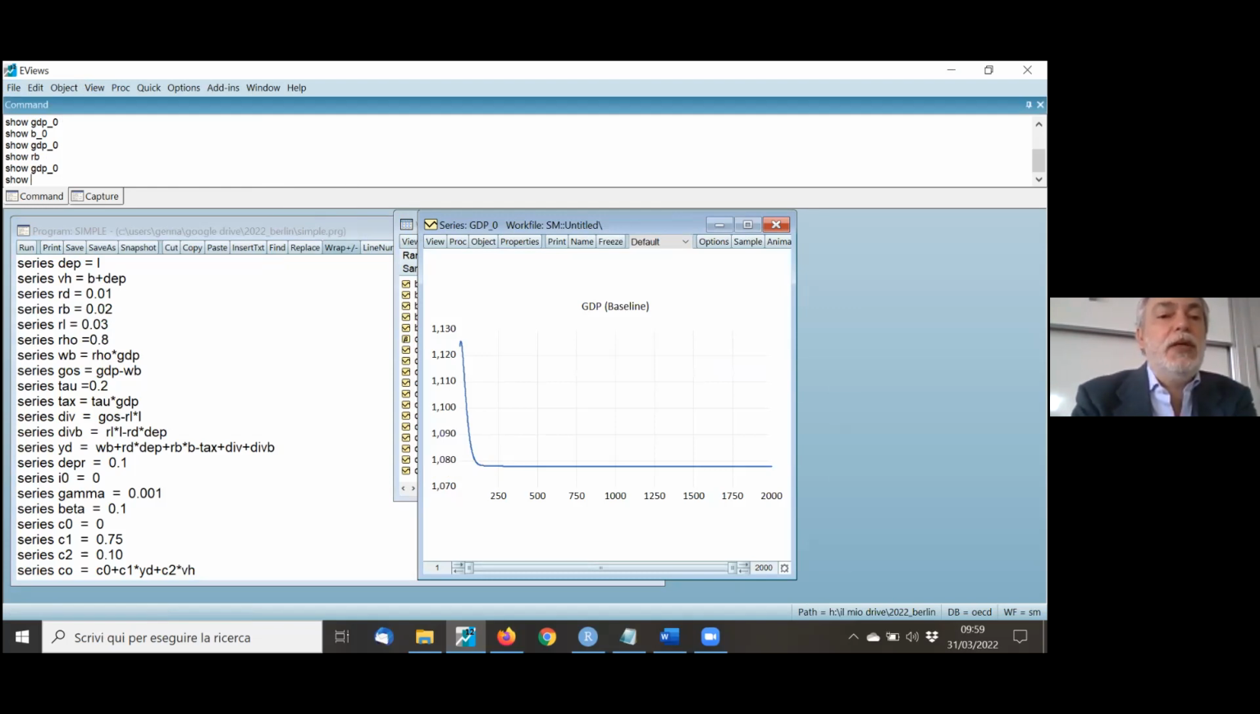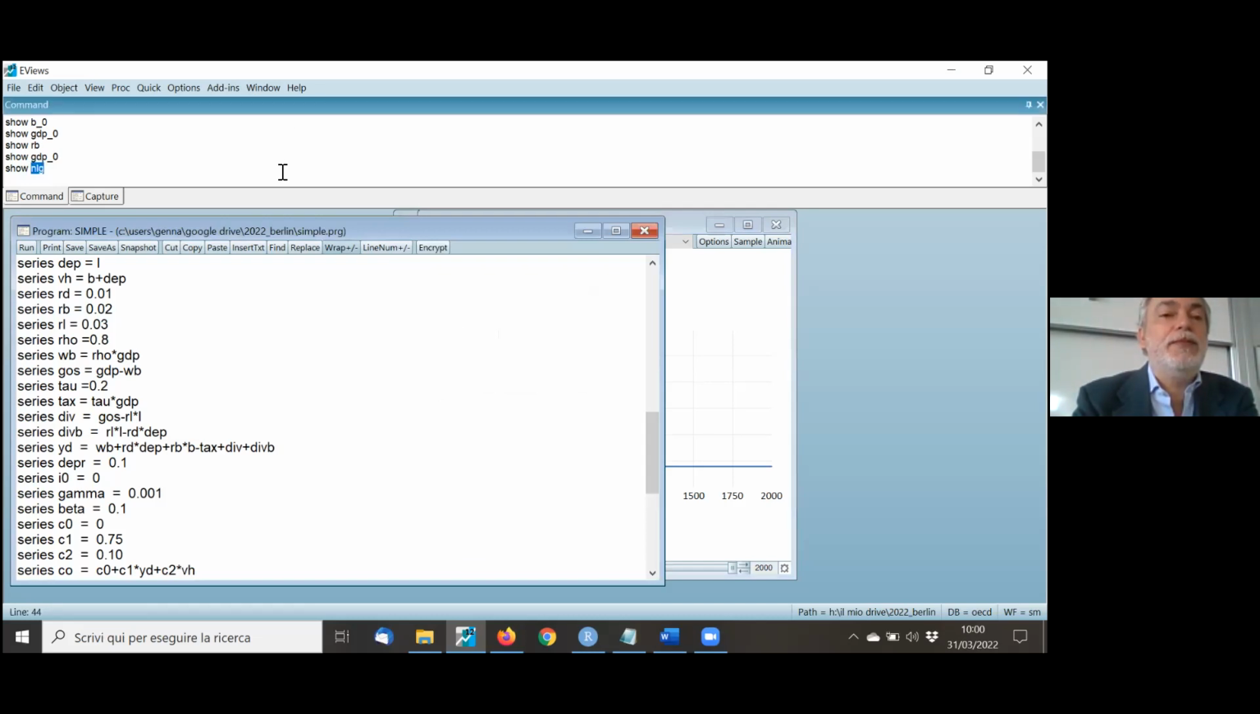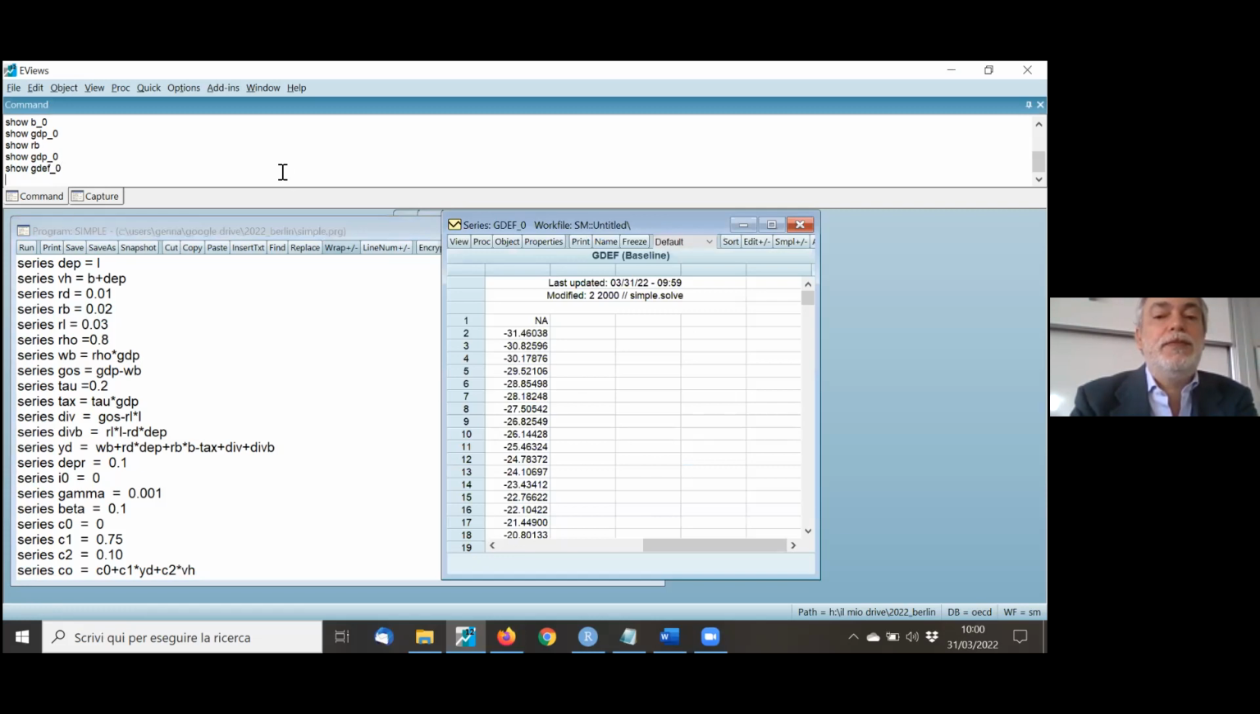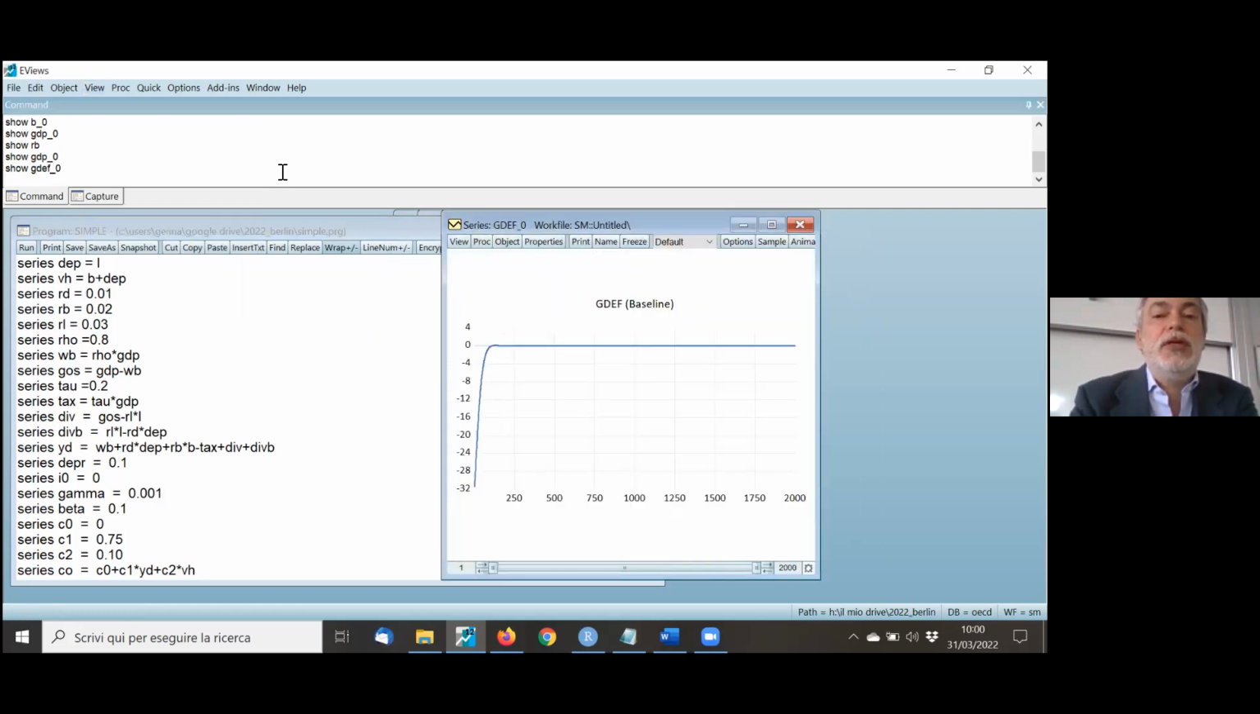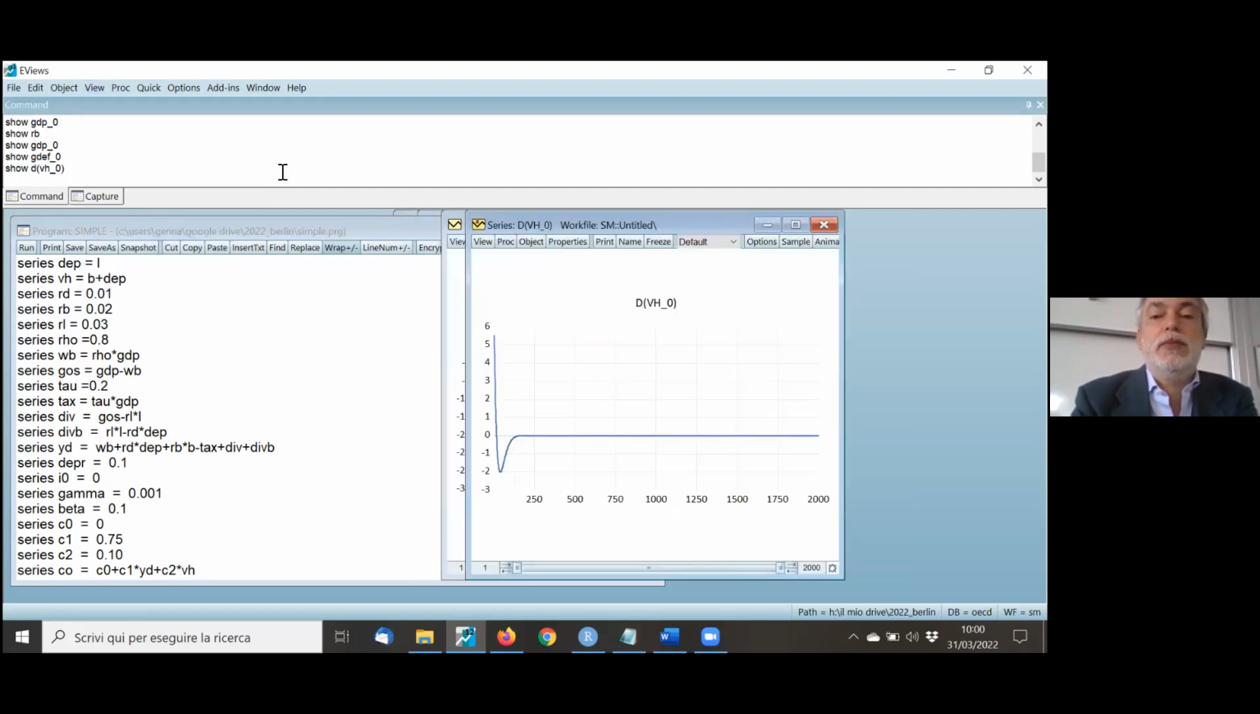Let's look at the, I think we do have energy, no. Oh yes, I called it GDEF. So this is the government budget and it converges to zero, the steady state. And I expect also the change in household wealth should converge to zero. But that was the deficit with respect to GDP, right? Or was it? No, it was the level. The level, oh, okay.